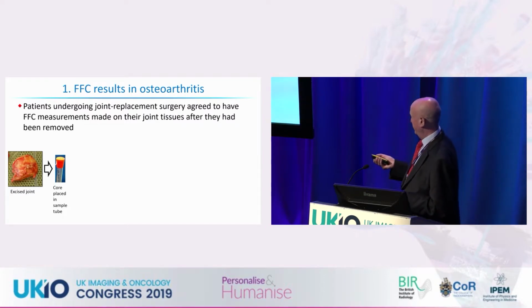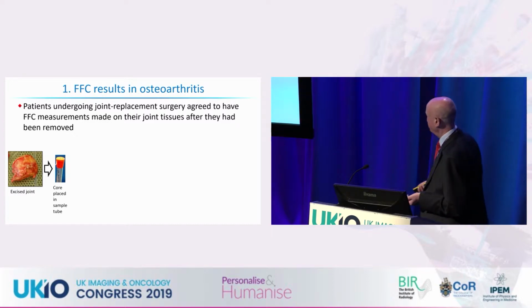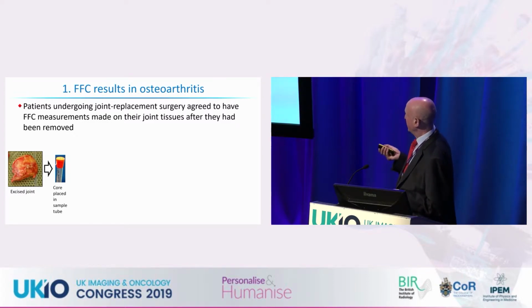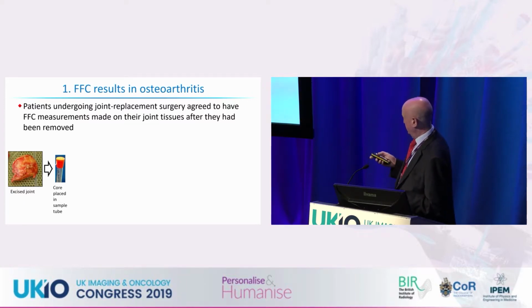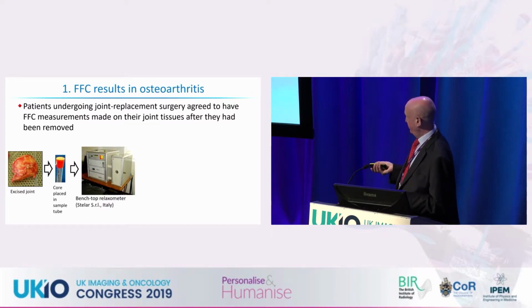So there's an excised joint. I think that's a hip joint, a ball of the hip joint. So a core was taken, about a 1 centimeter diameter core was taken of the cartilage, and then that core was placed in a sample tube. And that was placed in turn in a benchtop device that we have in our lab called a relaxometer.